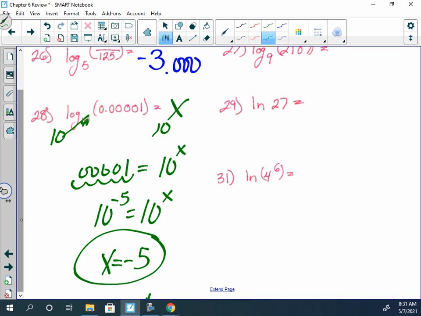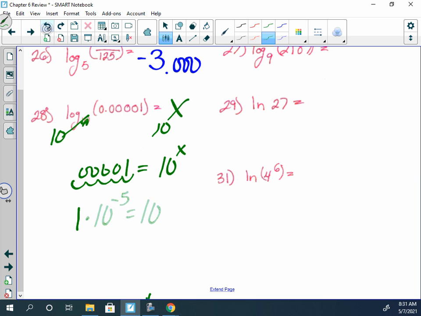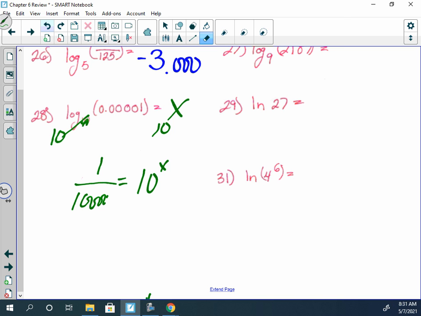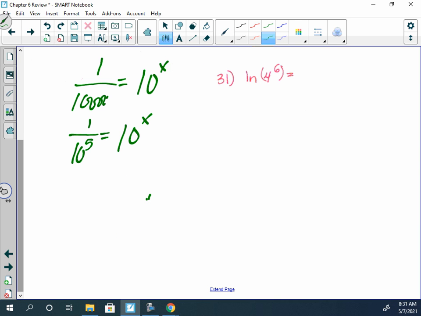or another way we could have done this, let's see here, that's too many zeros. Because we could turn this into a fraction, which would be 1 over 10,000. 1 over 10 to the 5th. Which we can move up top, 10 to the -5.